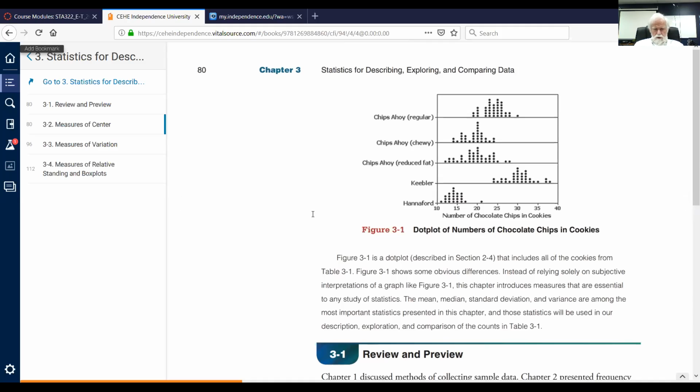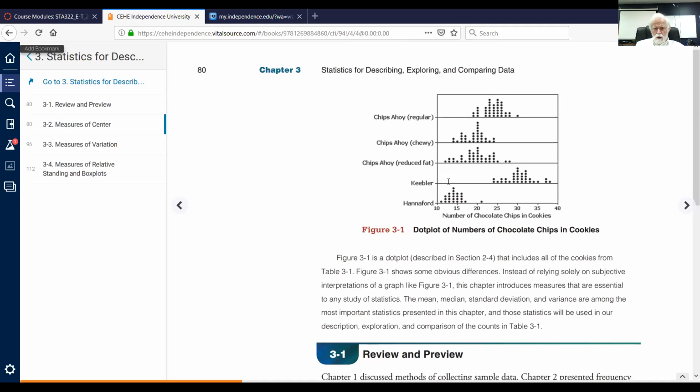Remember the mode I mentioned earlier? The mode is the data value that appears the most times in the data set. So for this Hannaford, the mode would be 14 chips. However, we go up here to the regular Chips Ahoy, and we have what looks to be 23 and 25 that have the same number of chips, and they each have, it looks like, 7 cookies out of this package that have either 23 or 25. So this is a bimodal distribution. In other words, there are 2 modes, 2 of the same number.